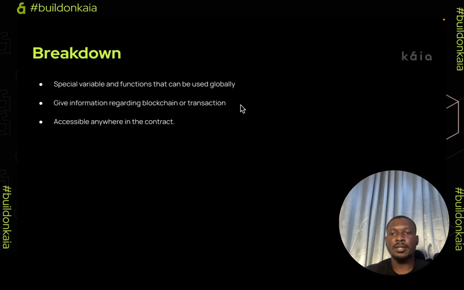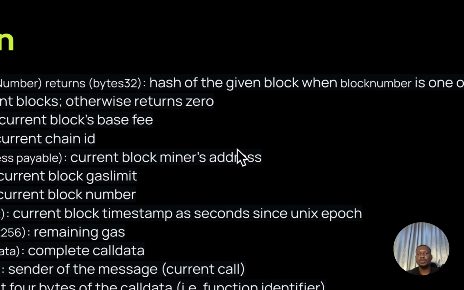Unlike local variables and state variables, which have to be declared specifically, global variables are not declared, but rather they are keywords that are provided by default in Solidity. All you have to do is just use the keyword. Now let's take a look at some of the global variables that we have.